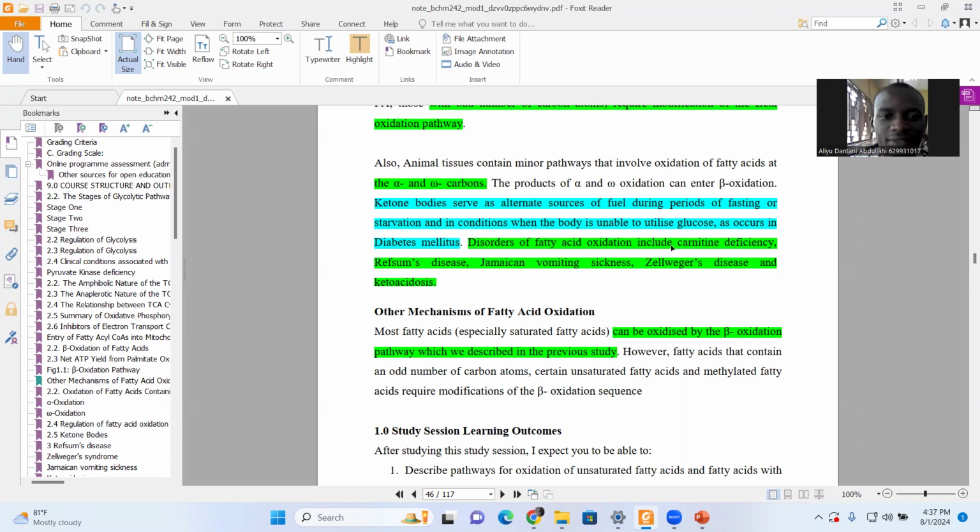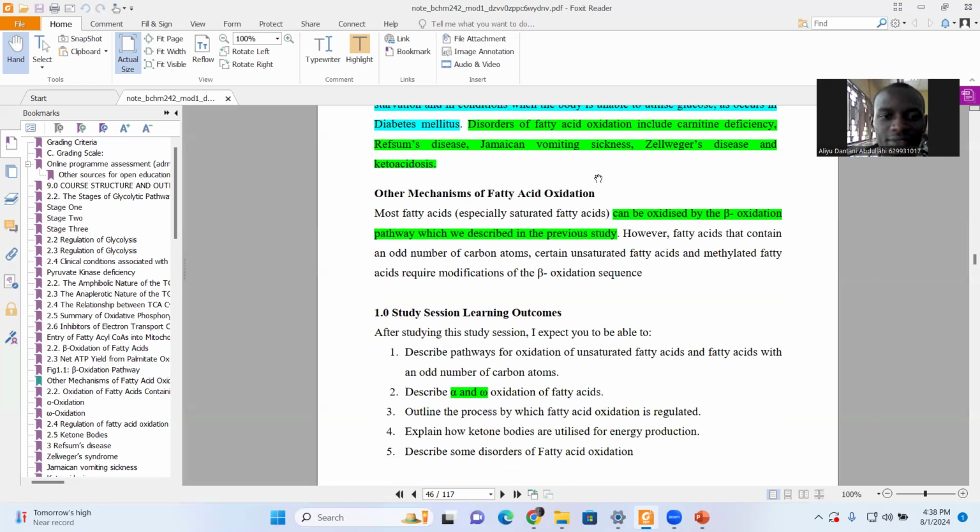Disorders of fatty acid oxidation include carnitine deficiency. You remember carnitine, right? Which transports long-chain fatty acids from the outer mitochondrial membrane into the inner mitochondrial membrane. So disorders of fatty acid oxidation can include the deficiency, which prevents the transport of long-chain fatty acids, and the body or the cell becomes unable to oxidize long-chain fatty acid because of carnitine deficiency. Refsum's disease, Jamaican vomiting sickness, Zellweger's disease, and ketoacidosis, which of course we're going to discuss in a minute. All right.